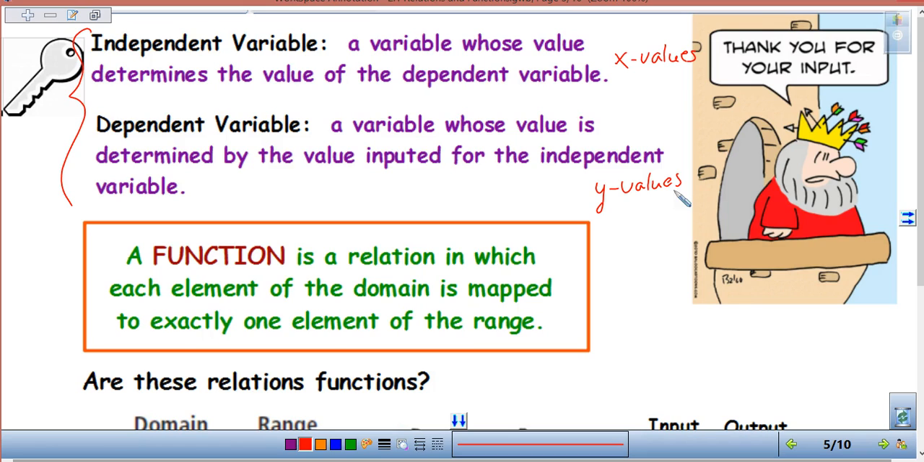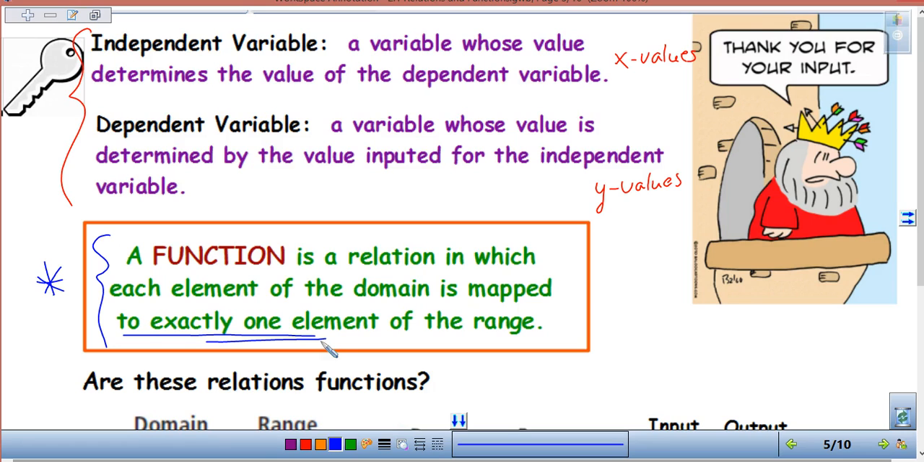You also need to include the definition of a function, and I would star this. This is extremely important. We want to decide, is that relation, is that list of values that we got, those x and y's, does that create a function? A function is a relation in which each element of the domain is mapped to exactly one element of the range. The big thing here is exactly one element. I think of it as that x value has one friend and one friend only. If they have more than that, it is not a function.